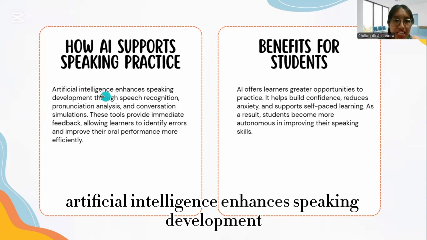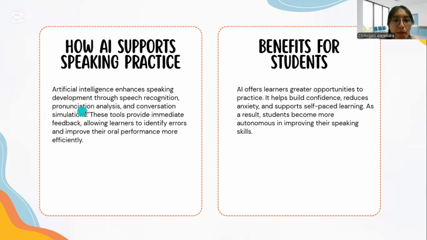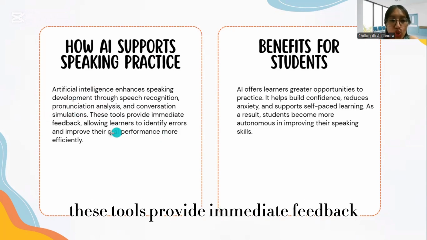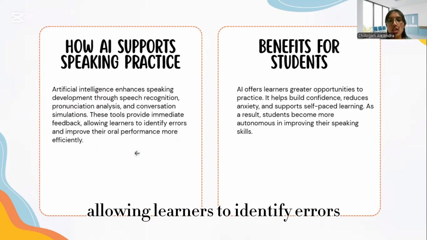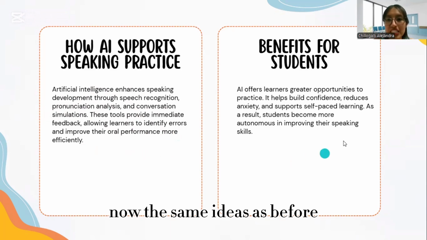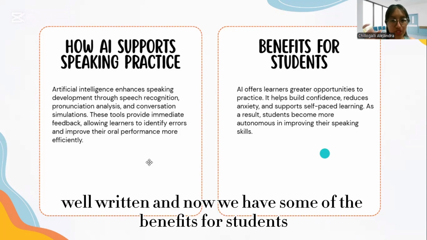Artificial intelligence enhances speaking development through speech recognition, pronunciation analysis, and conversation simulations. These tools provide immediate feedback, allowing learners to identify errors and improve their oral performance more efficiently. Now, the same ideas as before, but well structured, well written.